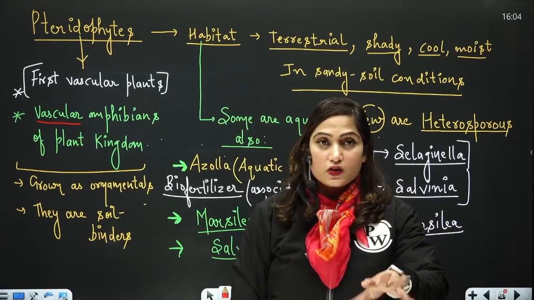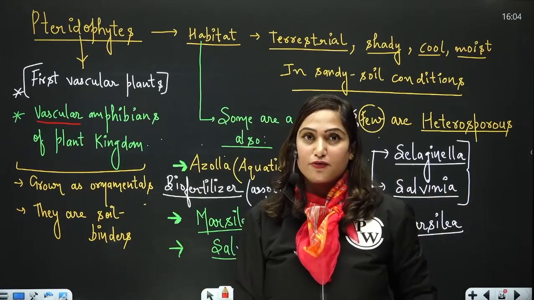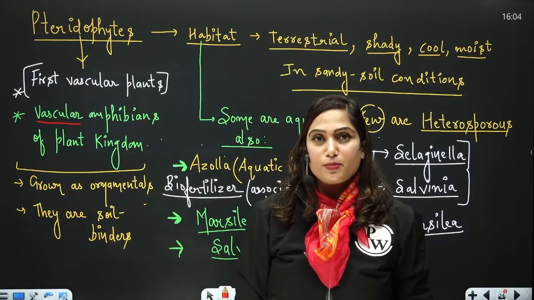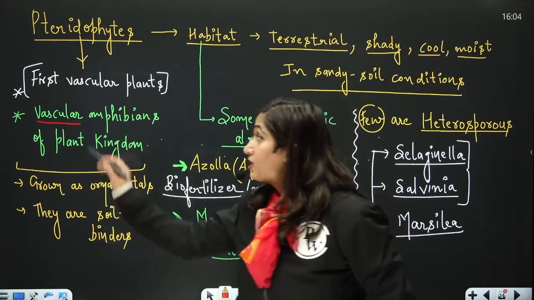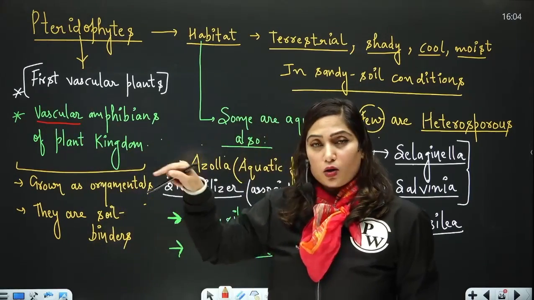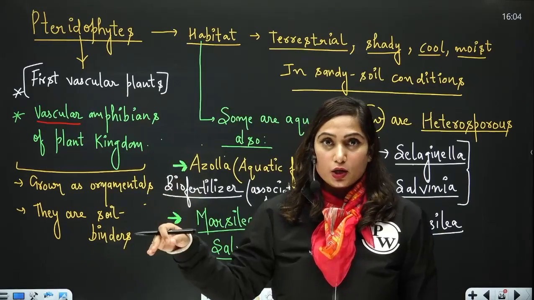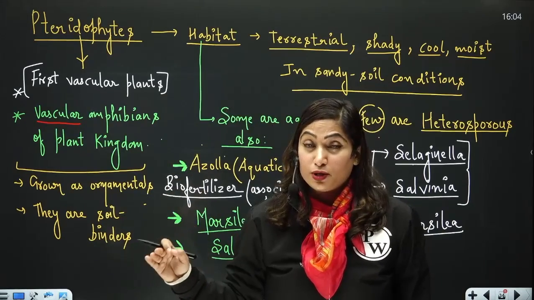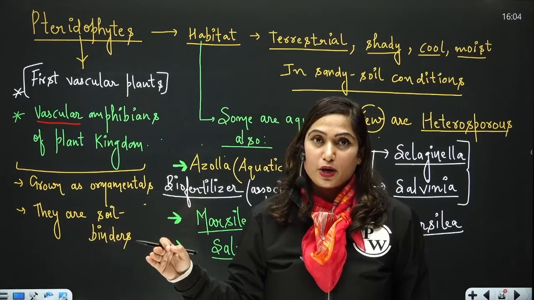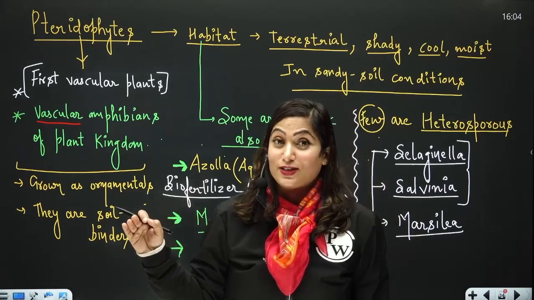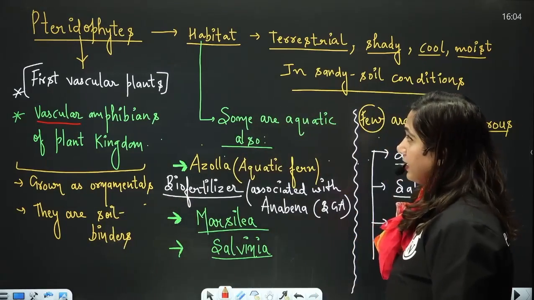See, bryophytes are the amphibians of the plant kingdom. Pteridophytes are the vascular amphibians of the plant kingdom. Why? Because they are vascular plants, and they are also amphibians because they are present on the soil, but they need water for fertilization. Both pteridophytes and bryophytes need water for fertilization. Okay? Let's move on further.